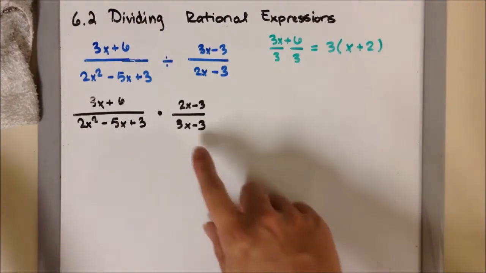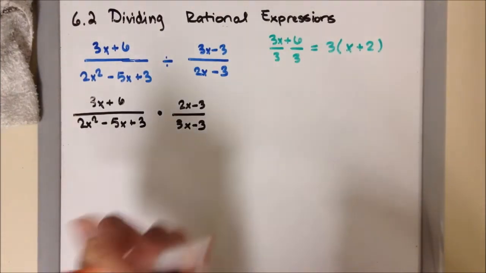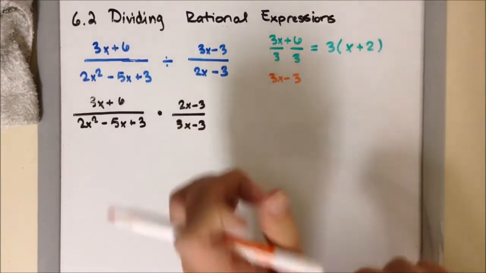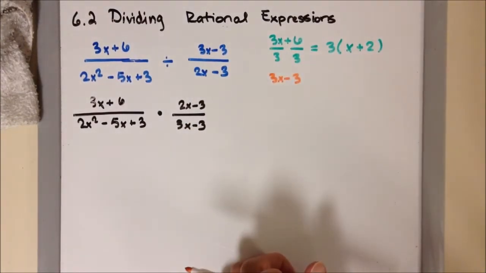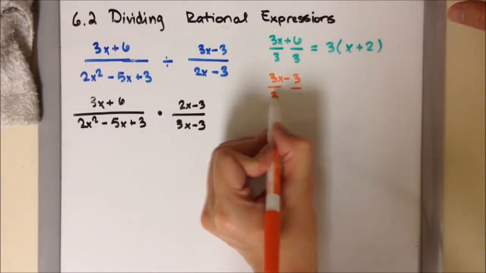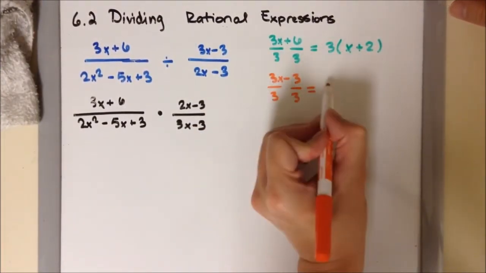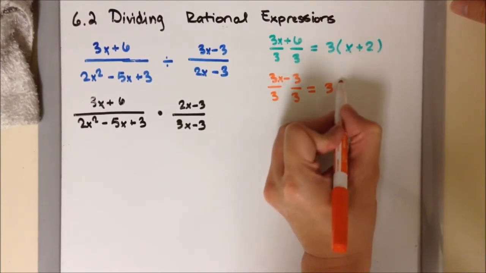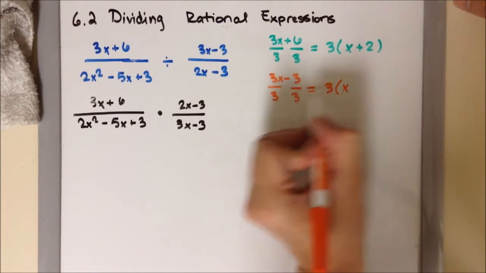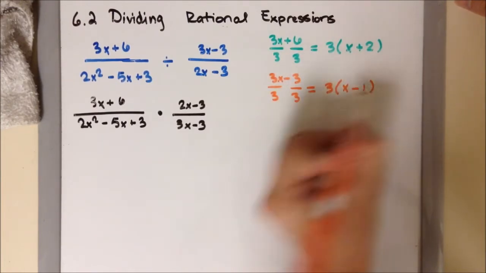Next, let's take a look at 3x minus 3. So both of these terms are divisible by 3. So we're going to factor by GCF. So my GCF will be outside of the parenthesis. So 3x divided by 3 will be x. Negative 3 divided by 3 will be negative 1.